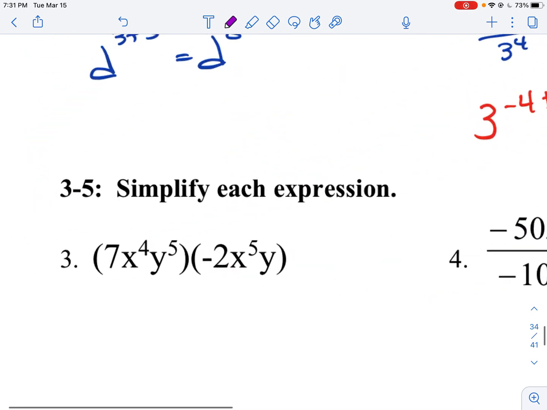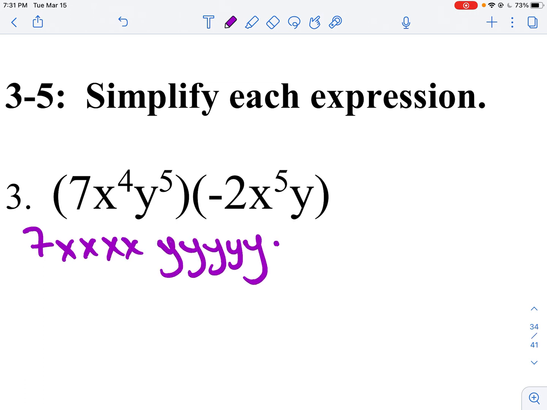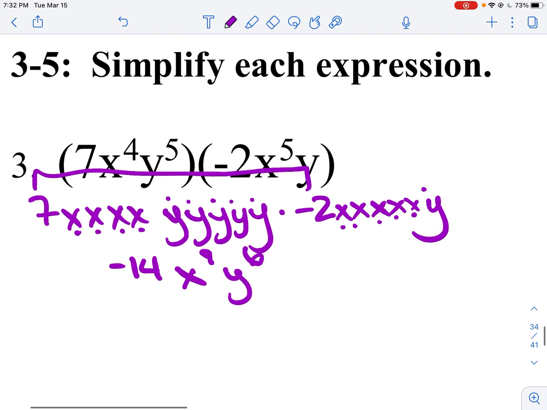Okay, so then it says simplify each expression. So here we go. I have 7, 1, 2, 3, 4, 1, 2, 3, 4, 5, negative 2, 1, 2, 3, 4, 5, and a y. So I multiply the coefficients together and I get negative 14. How many x's? 1, 2, 3, 4, 5, 6, 7, 8, 9. Y's, I have 1, 2, 3, 4, 5, 6. So y to the 6th.